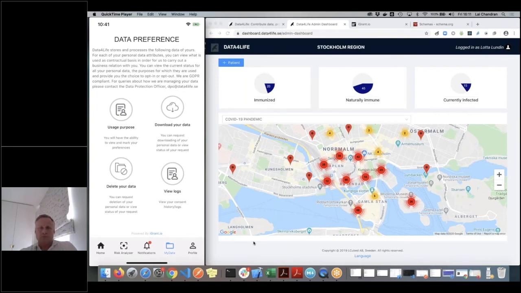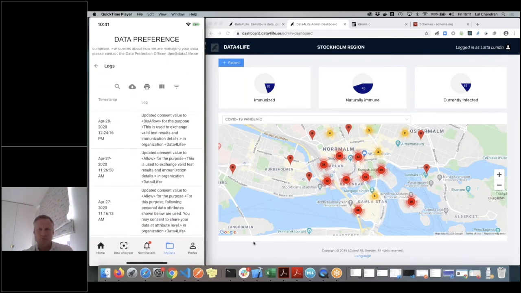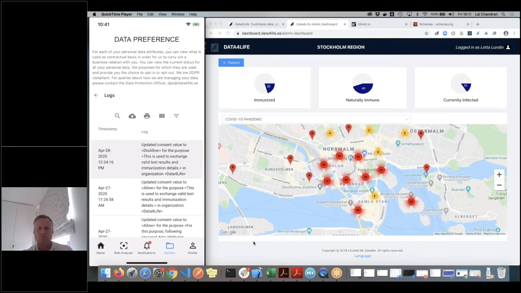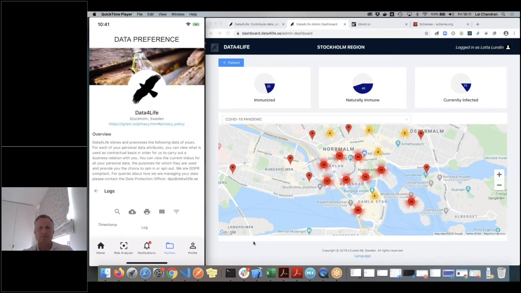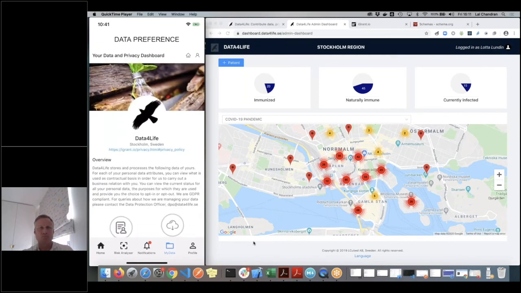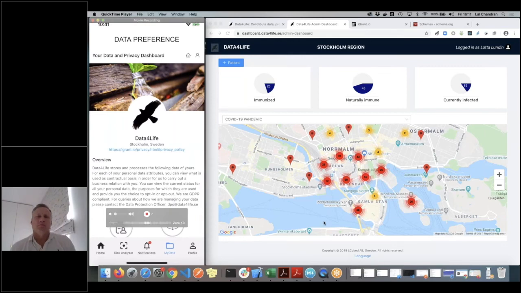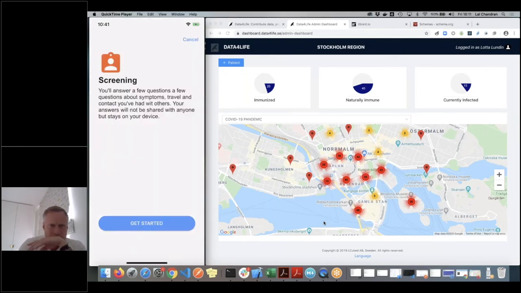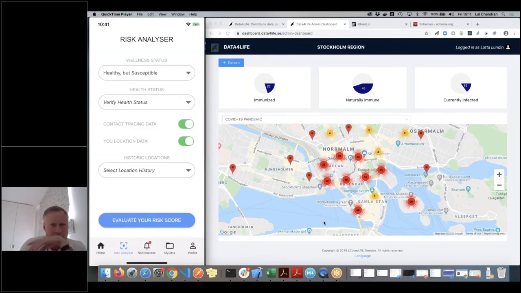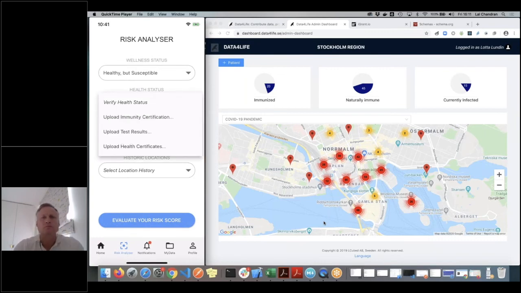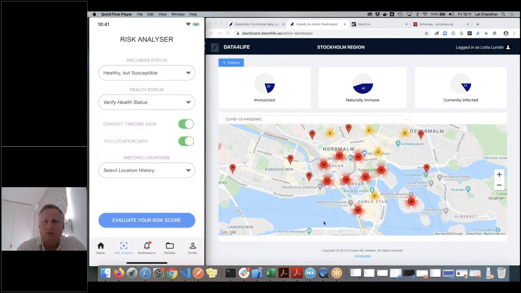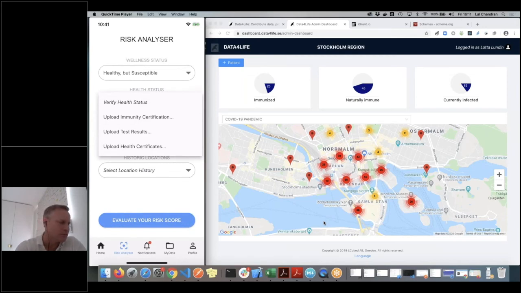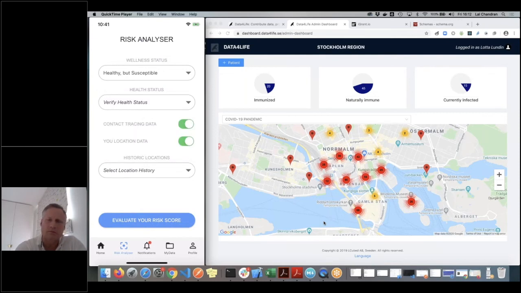We also provide complete, tamper-proof audit logs, where the user has full visibility into every transaction that has happened with his or her data. So once these choices are made, the user is able to go to the risk analyzer, where the user can do some self-screening, for example, and mark the wellness status, and can also verify the health status with different providers, for example, upload an immunity certificate, or upload a test result, connect that to the test authority, etc. So these are the different data sources that this app could be connected to.